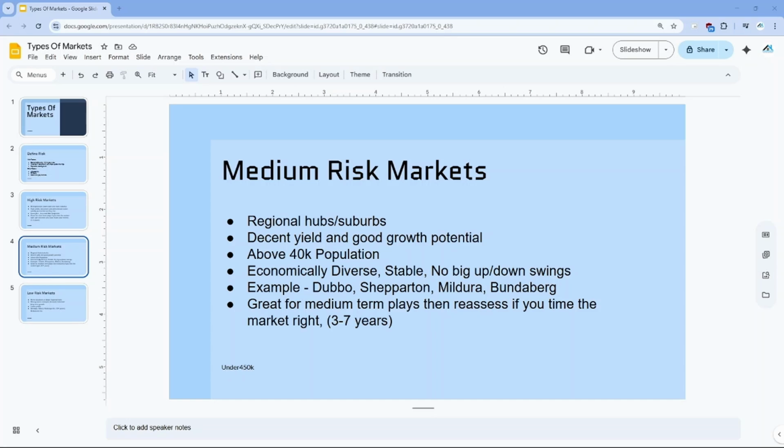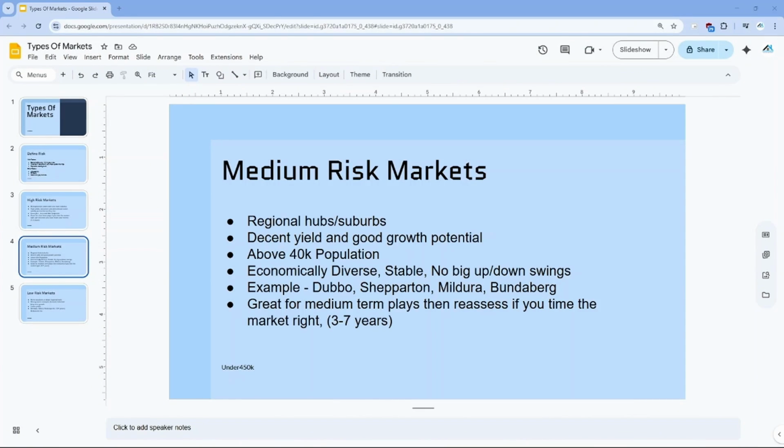They're usually great for medium-term plays. Then you can reassess whether or not the market is right for you. After 3 to 7 years, you may look at the market. Is it still economically diverse? Is it still holding up in price? Or is it starting to stagnate? Then you can make a decision about whether to sell or continue to hold the property there.